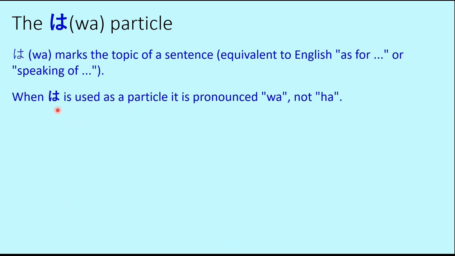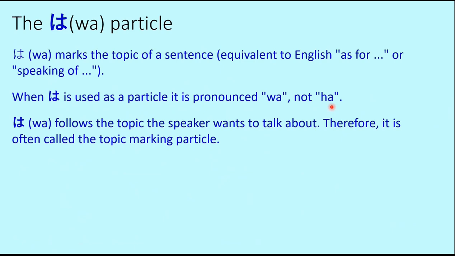But when this character is used as a particle, it is pronounced as wa and not ha. And the reason is the same, that it's for the ease of pronunciation. So watashi ha is difficult to pronounce, watashi wa is easy to pronounce. So this is the reason why we call it wa and not ha.